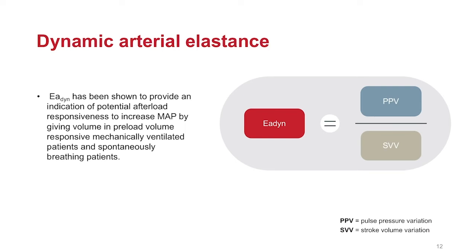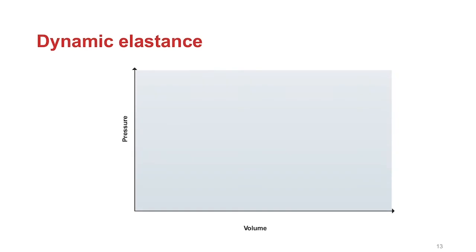To determine whether a fluid-responsive individual is also pressure-responsive, vasomotor tone needs to be assessed. However, resistance is only one component of arterial tone, as vasomotor tone is a product of both resistance and compliance of the system. Compliance, or rather elastance, is the reciprocal of compliance and defines the change in pressure for a given change in volume, and this defines the pulse pressure stroke volume relationship. Dynamic elastance, however, or EA-dyne, is the ratio of PPV to SVV.